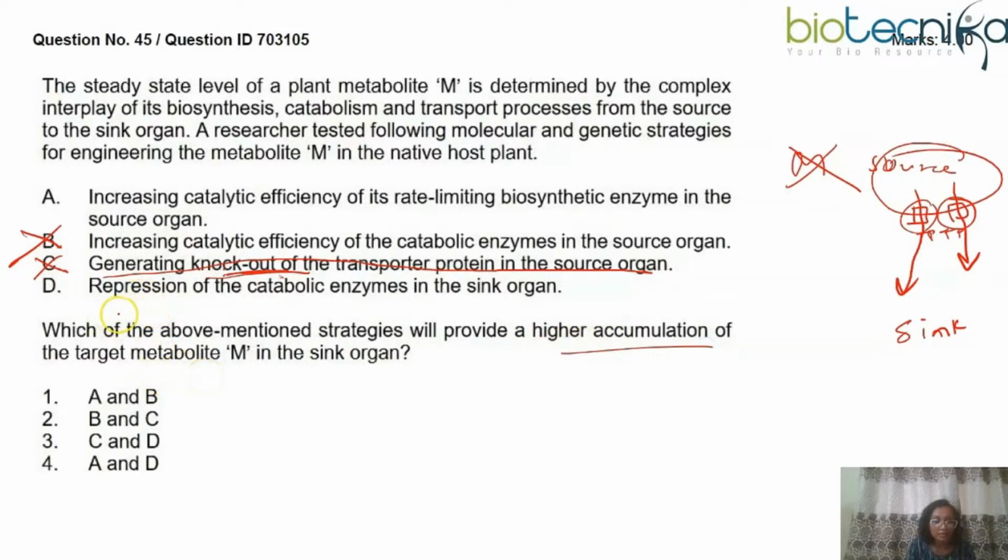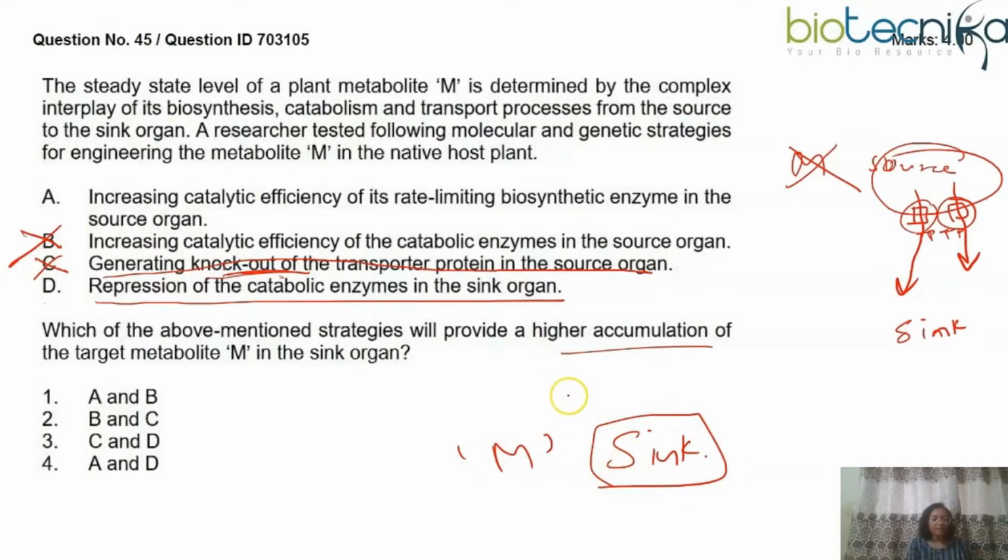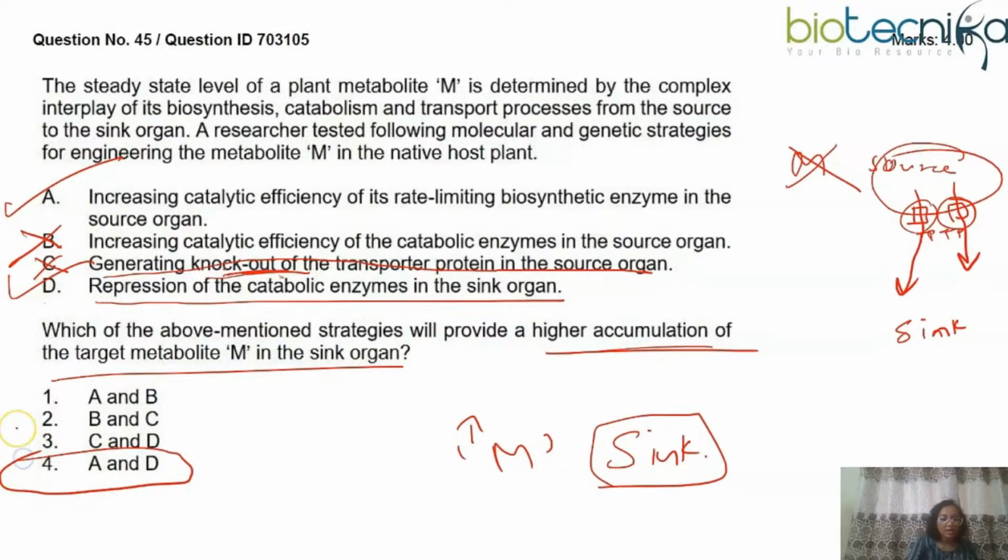And what about the last one? Repression of catabolic enzymes in the sink organ. So now in the sink region, if the breakdown enzymes of metabolite M are suppressed, at the sink, not at the source, if the catabolic enzymes which break down that metabolite are suppressed, then M will accumulate. There will be higher accumulation of target M in the sink organ. So A and D, they are contributing to higher accumulation of target metabolite M in the sink organ, and that is why the answer is option 4. Alright?